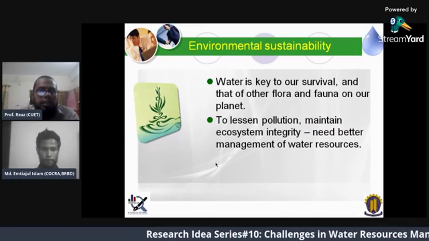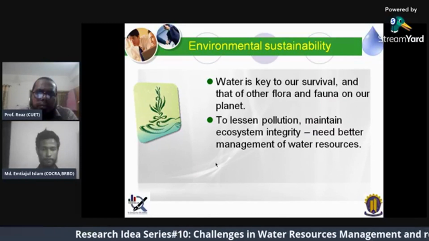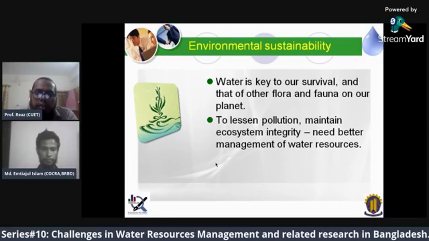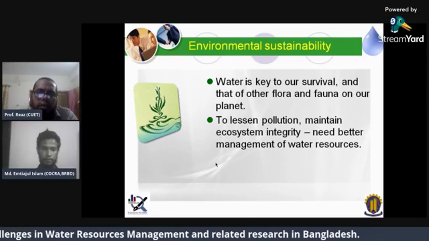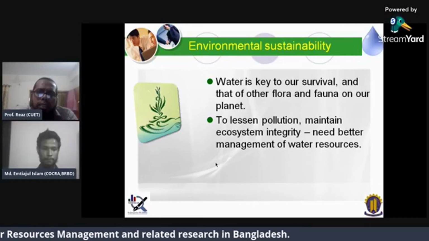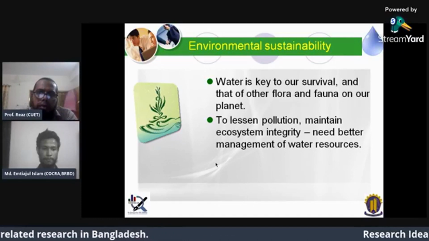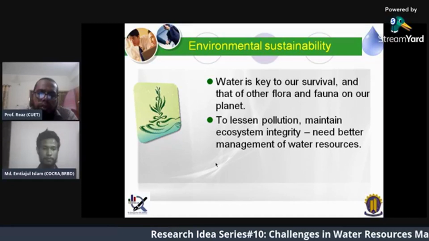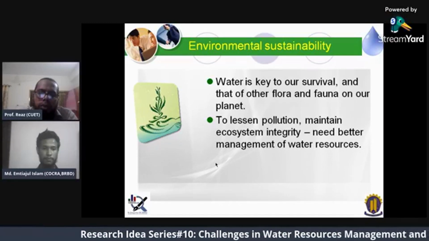Environmental sustainability is another big target or development goal that has also been discussed widely all over the globe. And water is key to the survival of flora and fauna on the planet. So to lessen pollution and maintain ecosystem integrity, we need better management of water resources.